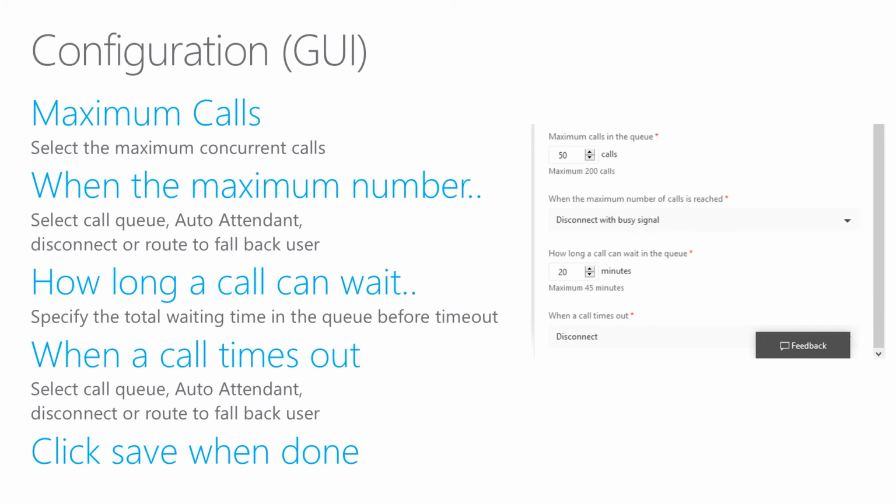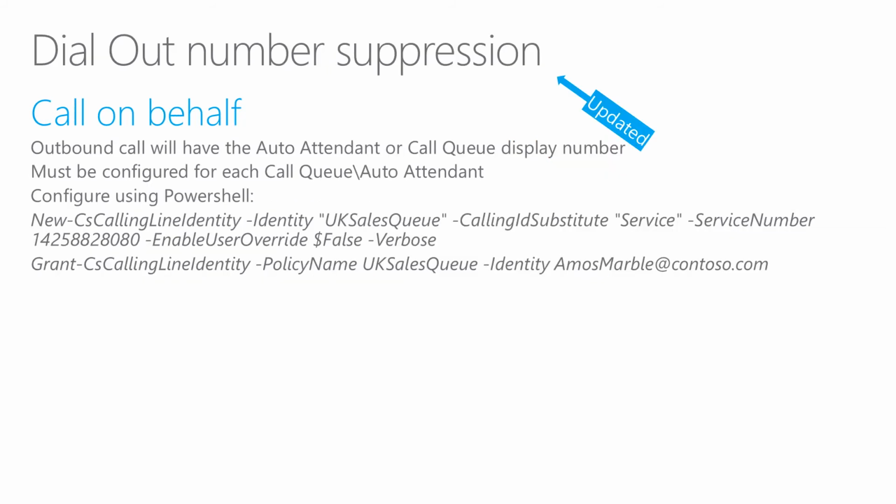At that point, you can set the maximum calls in the queue. You can say what should happen when the maximum calls are reached. You set your waiting time and also what should happen once the waiting time is done. You click save and you're done. You now have a working call queue.